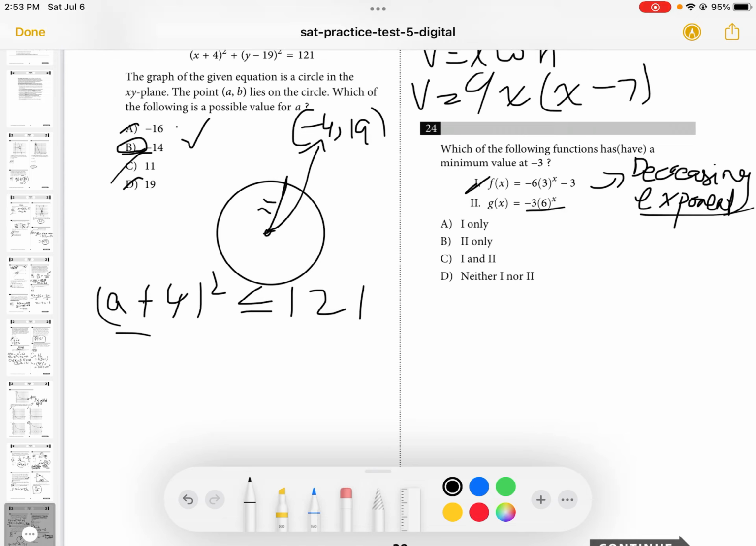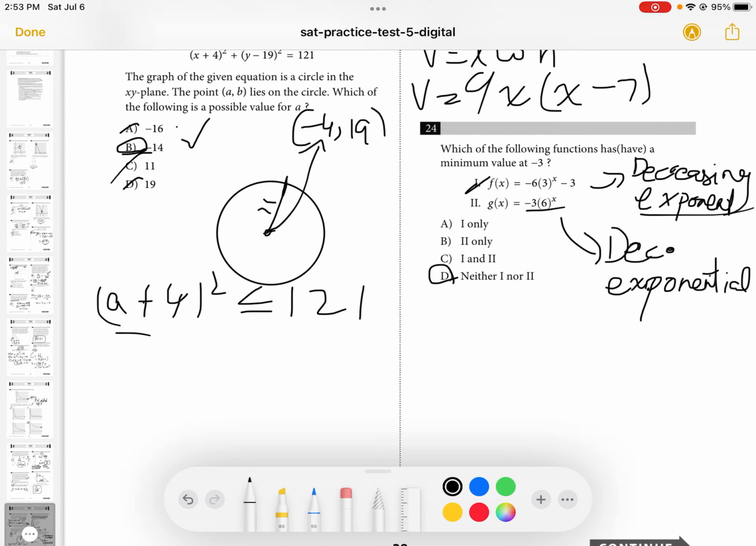Right? And again, this also is a decreasing exponential function. So it does not have a minimum value. So it's neither.